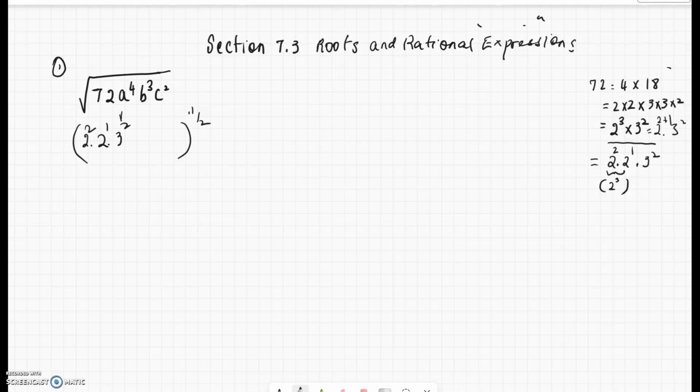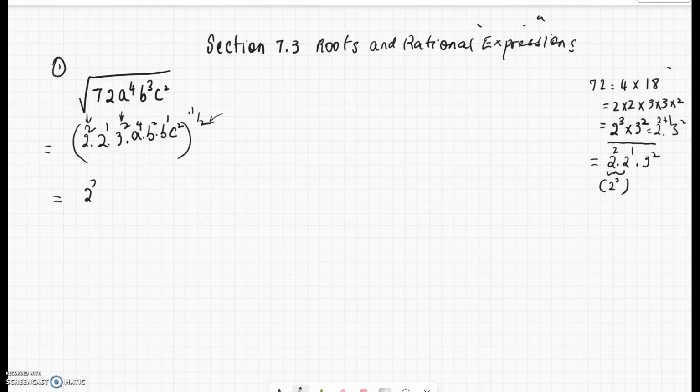if the exponent is a multiple of 2, then it'll cancel with the 2 in the denominator, making it a whole number overall. A to the 4th, I'm going to leave it as a to the 4th because 4 is divisible by 2, or 4 is a multiple of 2. B cubed, I'm going to write it as b squared times b to the 1, and c squared. And you'll see exactly why we did that.